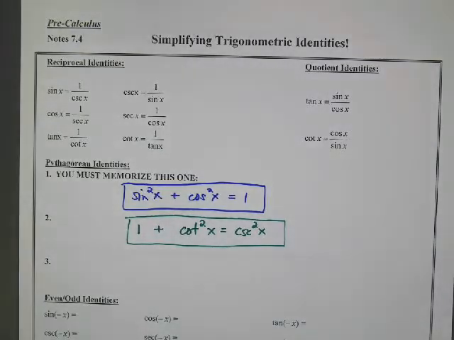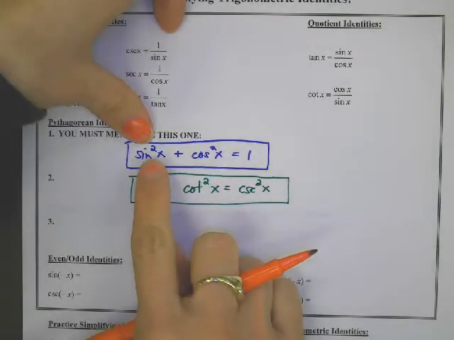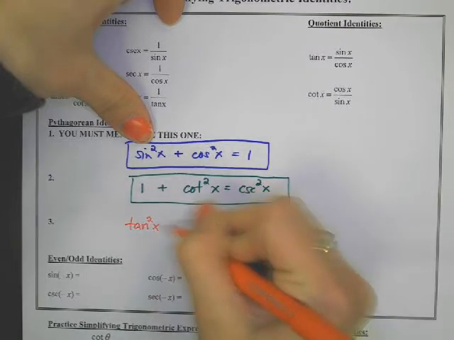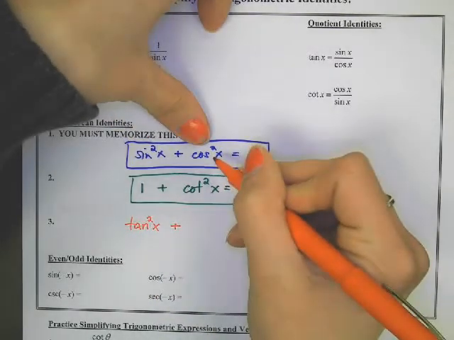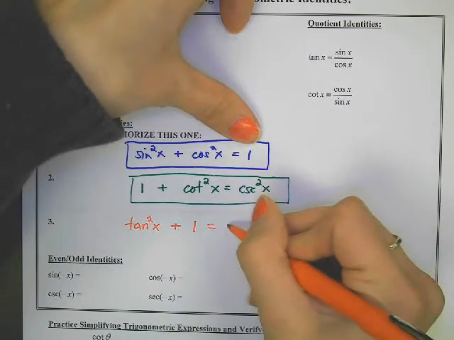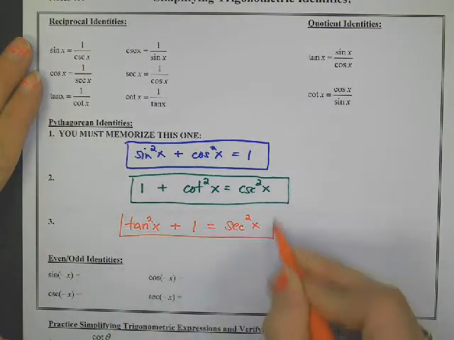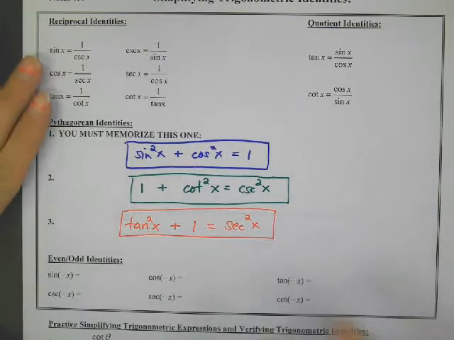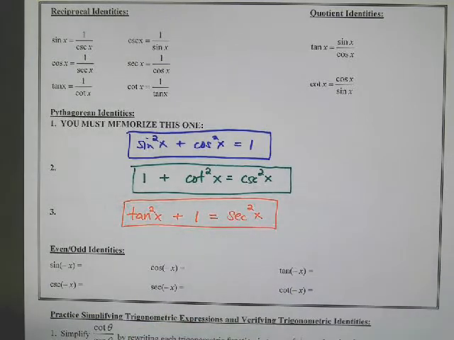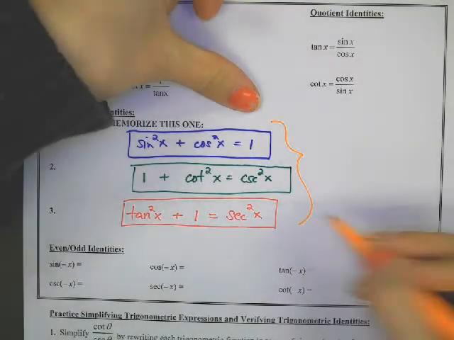And the third one, let's go back to our original, and I'm going to divide each and every term by cosine squared. So sine squared over cosine squared makes tangent squared of x. Cosine squared divided by cosine squared cancels out, makes a 1. 1 divided by cosine squared is secant squared. And so there is your third Pythagorean identity. So if you're ever solving a problem and you see tangent squared plus 1, you can replace it with secant squared. I am going to put a little note here because there's something special about all of these identities.